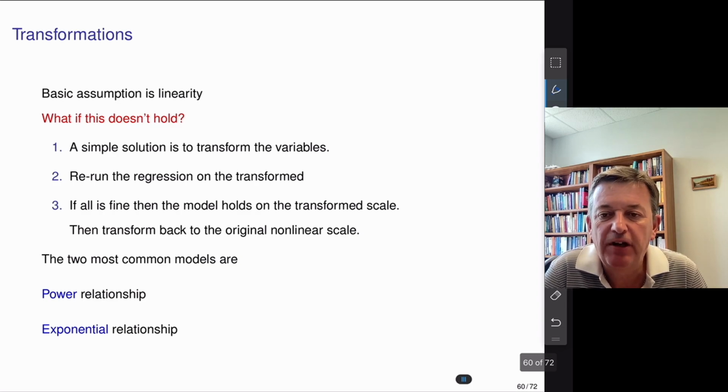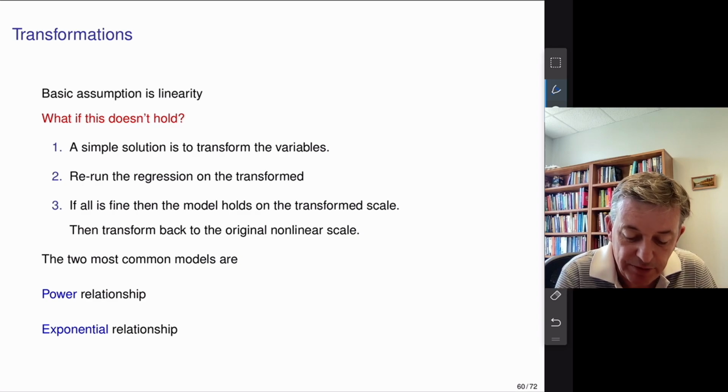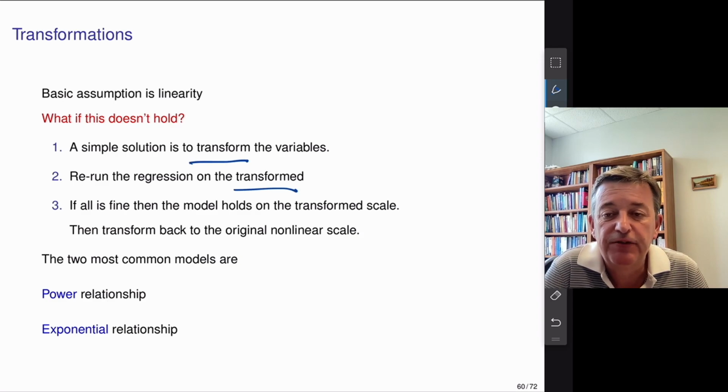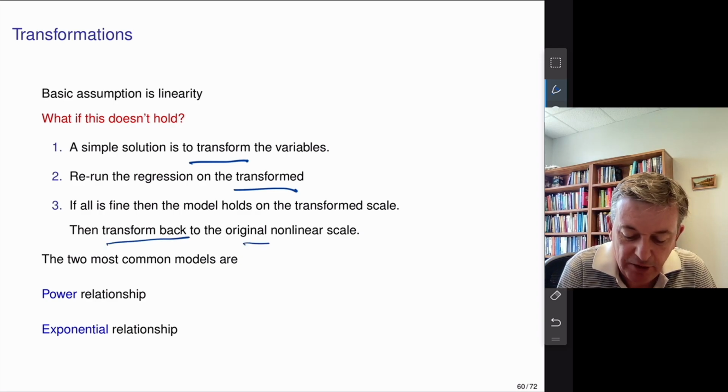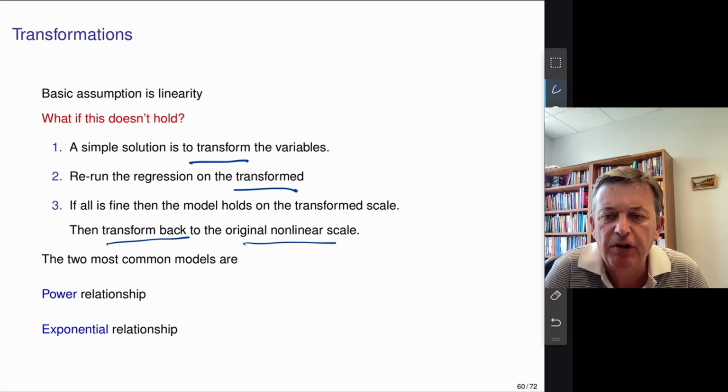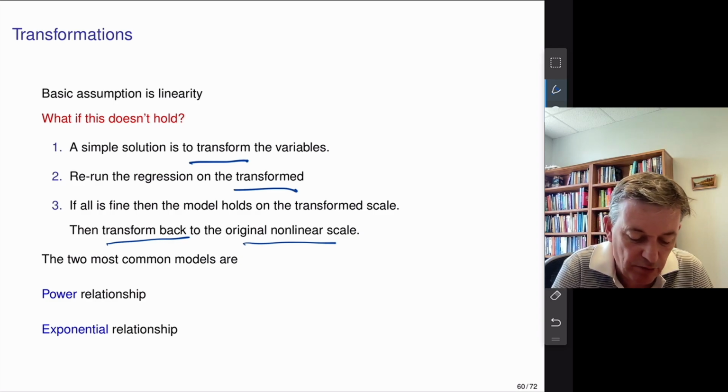Okay, so final example, I want to look at transformations. So we have a basic assumption of linearity. And what happens if that doesn't hold true? So a simple approach is just to transform the variables and then rerun the regression on the transformed variables. If everything is fine, and by that I mean if my diagnostics, my 4-in-1 plot looks fine, if it holds on the transform scale, then I'll just transform back to the original nonlinear scale. So linear regression is really quite a powerful tool because of this idea that I can transform ahead of time and I can essentially fit a set of nonlinear models.